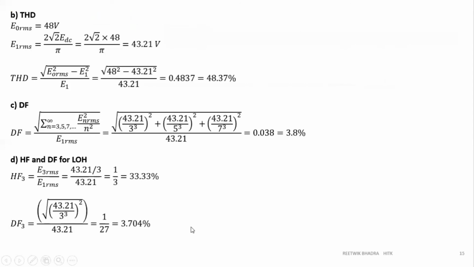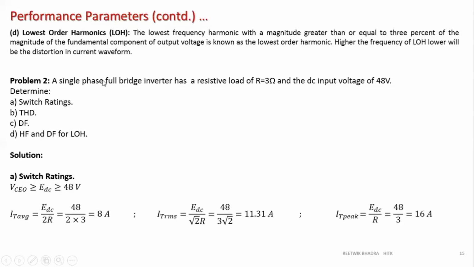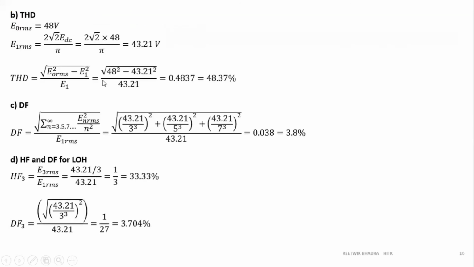Now we'll go for calculation of THD. So what is our THD formula? Root of E0 RMS square minus E1 square, by E1. E1 is E1 RMS only. Clear? E1 RMS. Now, since this is RMS, obviously this one will also be RMS. Now what is E0 RMS? For your full bridge inverter, it is nothing but EDC. So what is EDC? 48 volt. So E0 RMS is 48 volt over here.